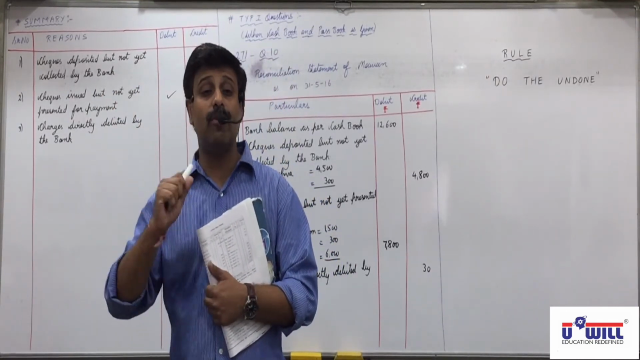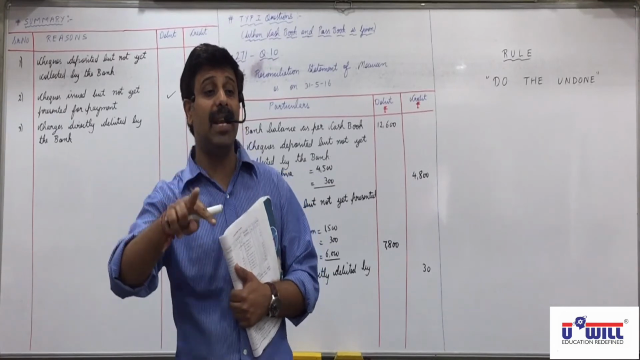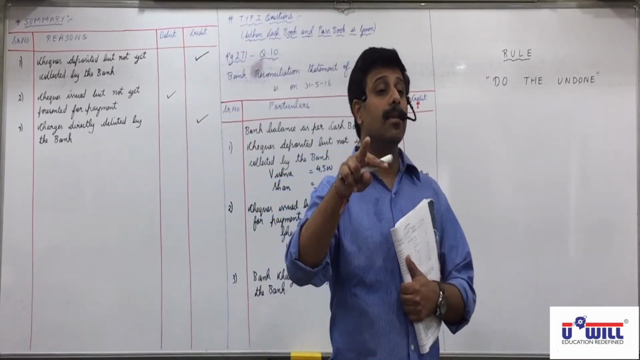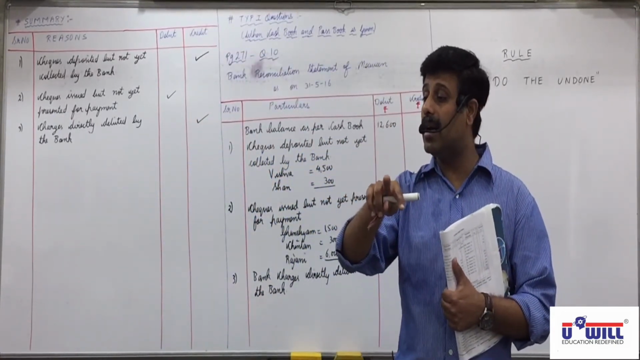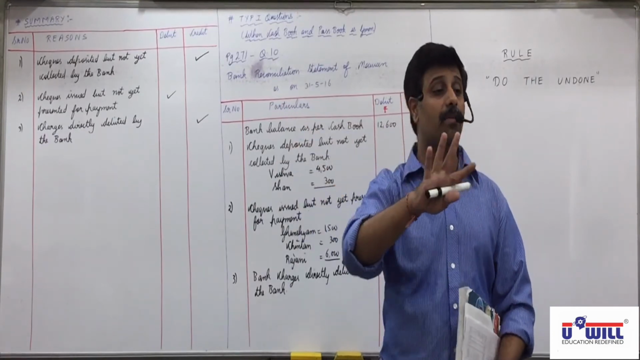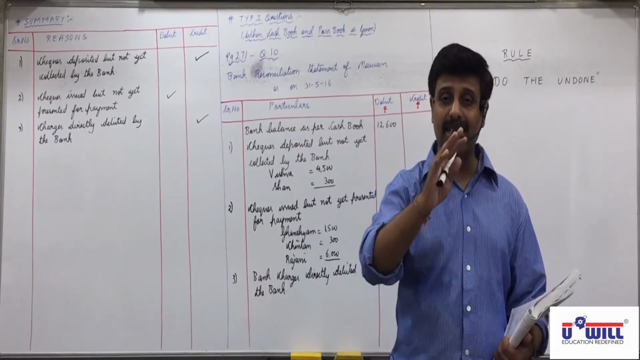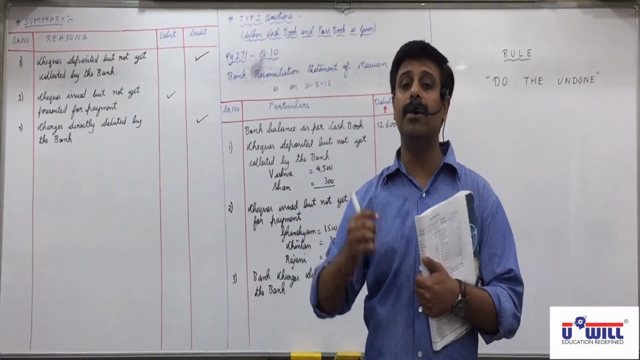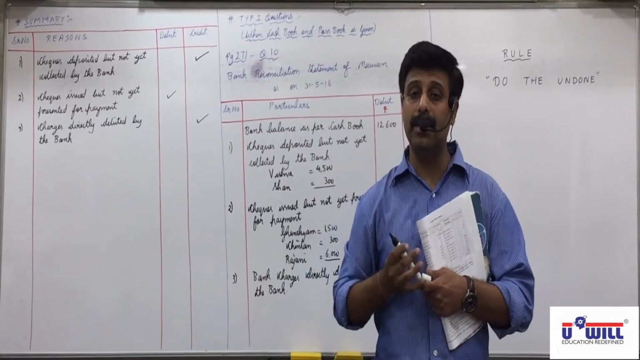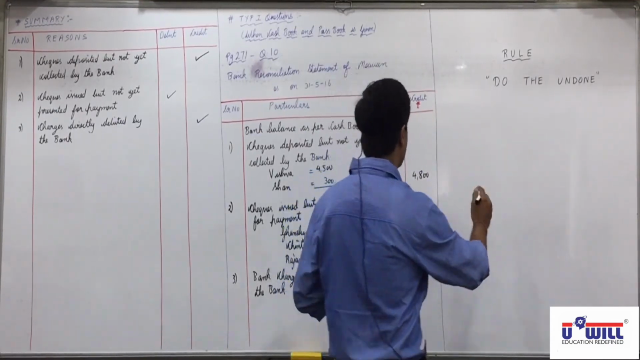So here in this situation, what has happened? Kunjal has directly deposited the money in the bank account without informing the trader. The trader does not have knowledge, so it doesn't appear in the cash book. Did you understand this? So what reason will we write for this?